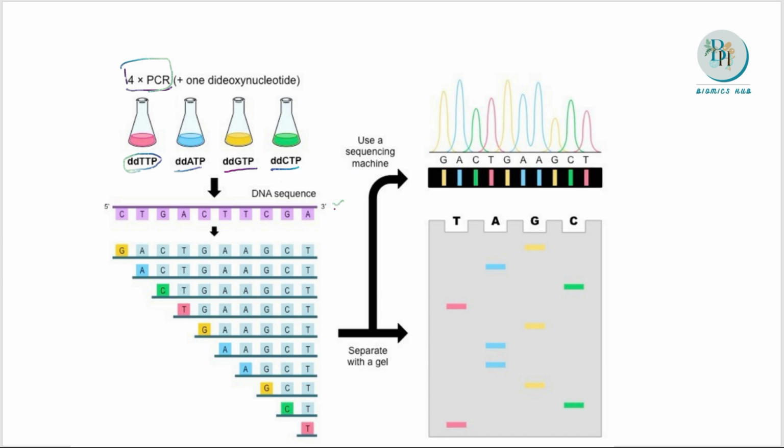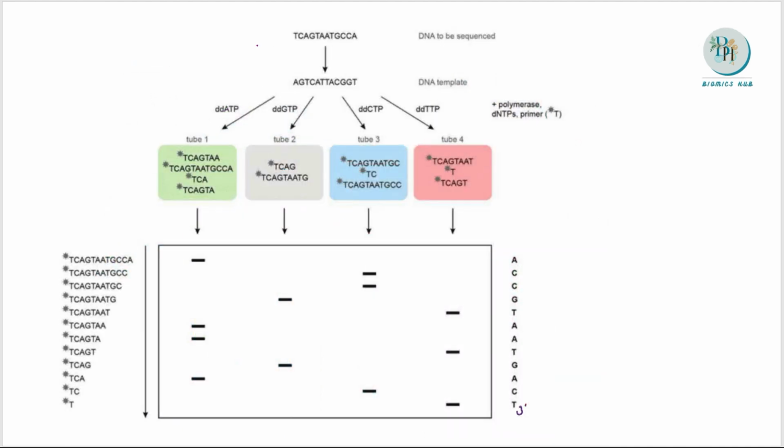We can see here a DNA sequence, and the sequence which is formed is a complementary strand. Okay, we have a sequence of DNA. This is the sequence of DNA which needs to be sequenced. So we are giving a DNA template. The DNA template which is being used in the reaction is in this form.